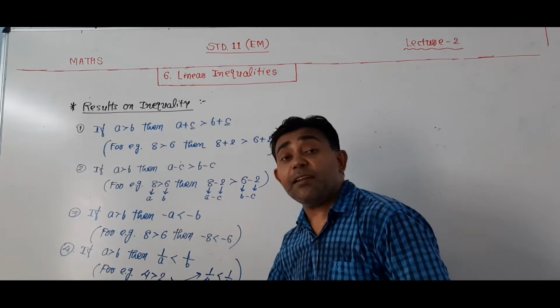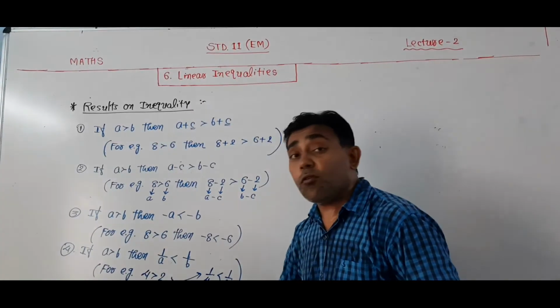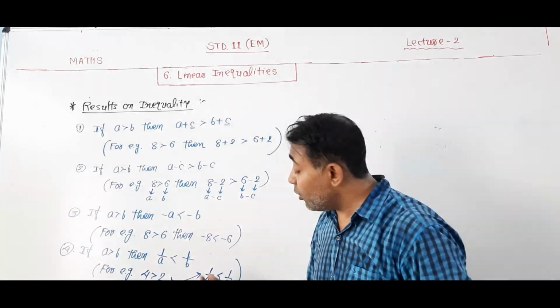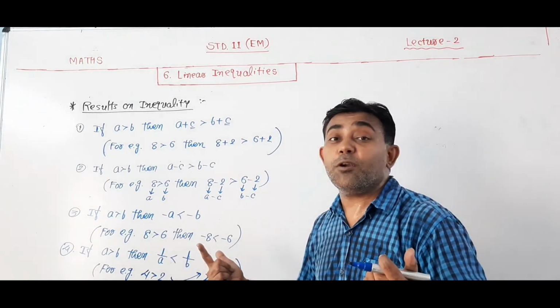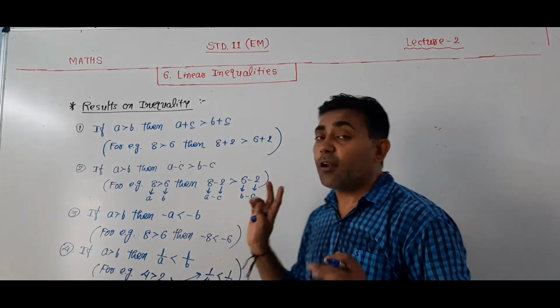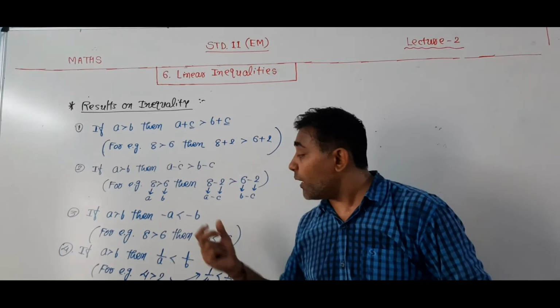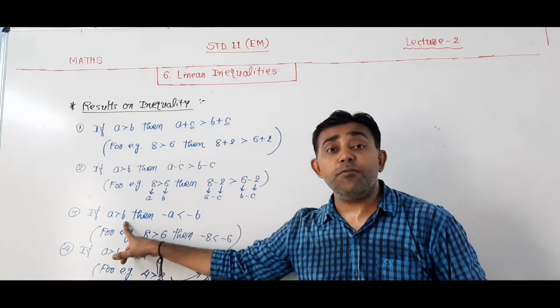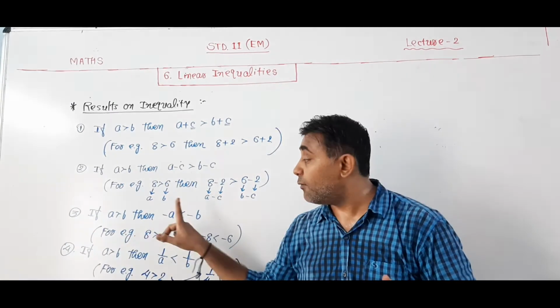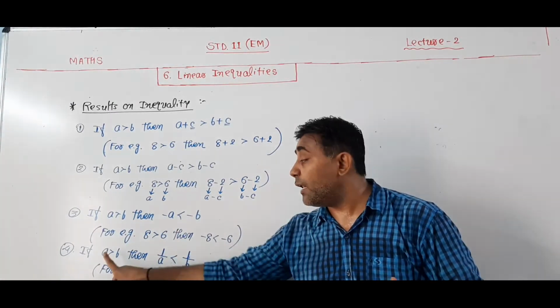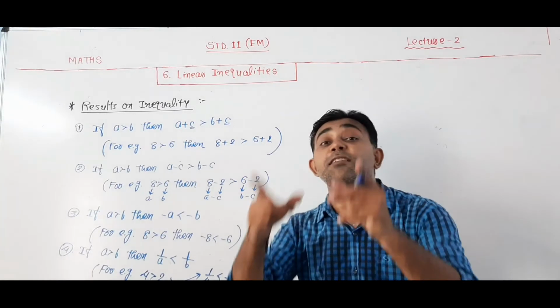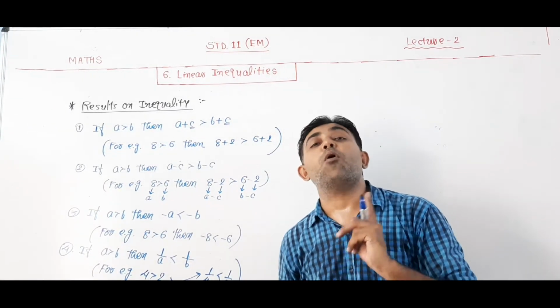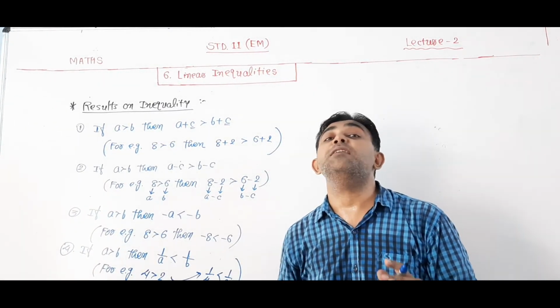See, when I take the reciprocal, what happened? 1 by 4 means 0.25, and we know that 0.25 is less than 0.5. So these results are very useful. I repeat once again, what actually is the main thing? When an inequality is given and you multiply with a negative sign, the inequality will be changed. When an inequality is given and you take the reciprocal, in that case also the inequality must be changed.